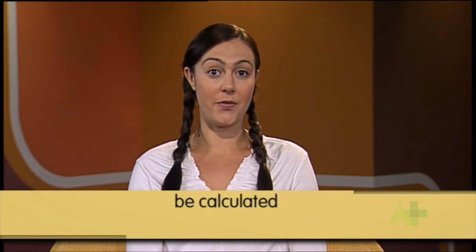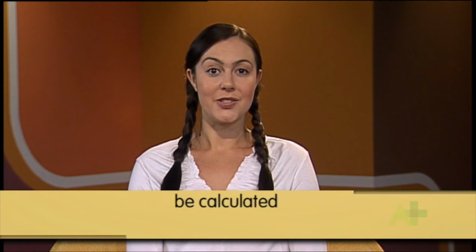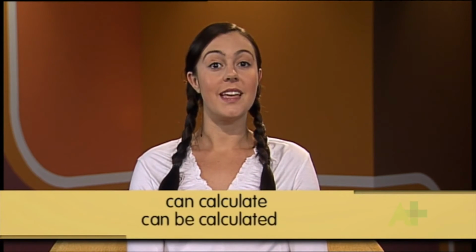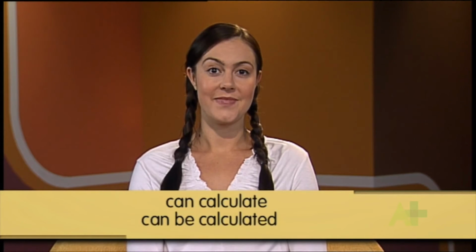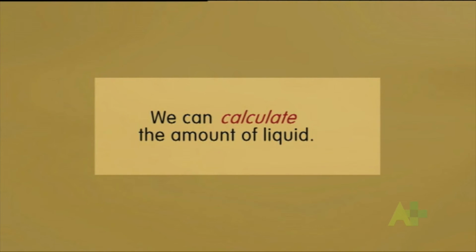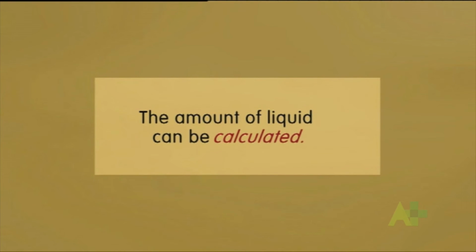When there are auxiliary verbs like can, we use the infinitive form of the verb to be. So the full verb phrase can calculate becomes can be calculated. Remember that a passive sentence starts with the object, then the verb. So we can calculate the amount of liquid becomes the amount of liquid can be calculated. Okay, let's finish today by testing you on the passive.